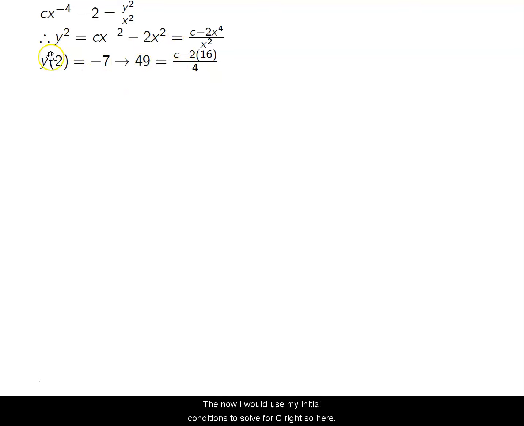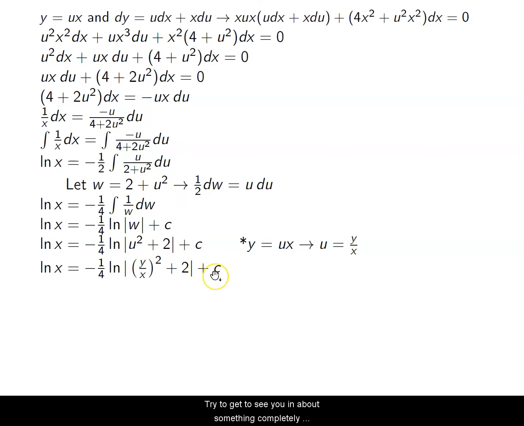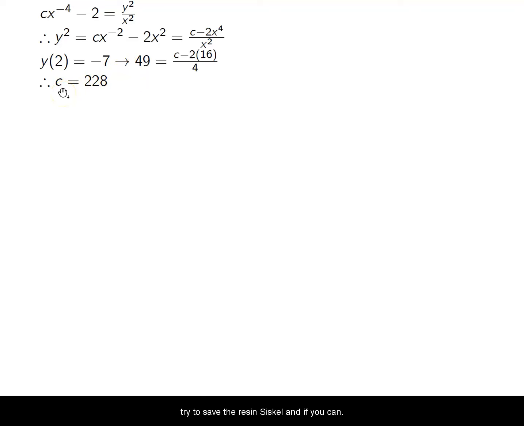Right? So here, y squared is 49. Plug in 2 for x, x to the 4th is 16. Solve for my c, and you should get 228. Now, if you had done this substitution here at this point to try to get a c, you would have got something completely different. And then as you did the arithmetic on it, you should get the same thing. But again, it's a lot more work. Try to save the arithmetic for the end if you can, right?